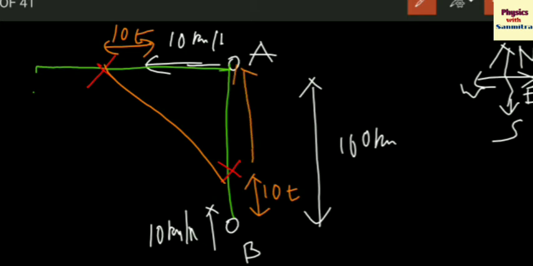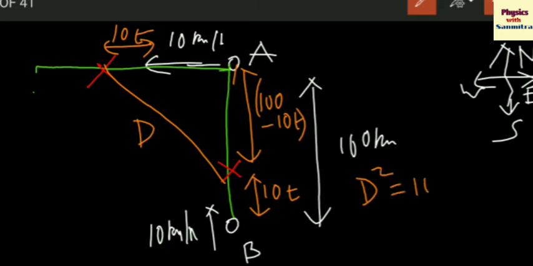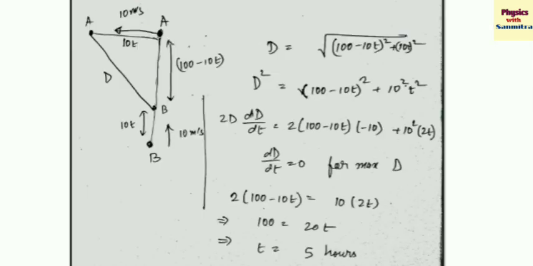So this part I can say is 100 minus 10t, and this is 10t, and this is d. So I can write d square, by Pythagoras theorem, is equal to (10t) whole square plus (100 minus 10t) whole square. So now if we differentiate this, then we will get the value of t. Exactly what I have done here. See, d square is (100 minus 10t) whole square plus 10 square t square. Differentiating will give us 2 into (100 minus 10t) into minus 10 plus 10 square into 2t.